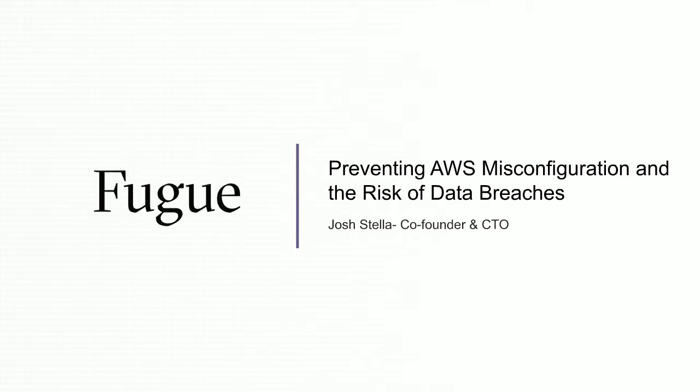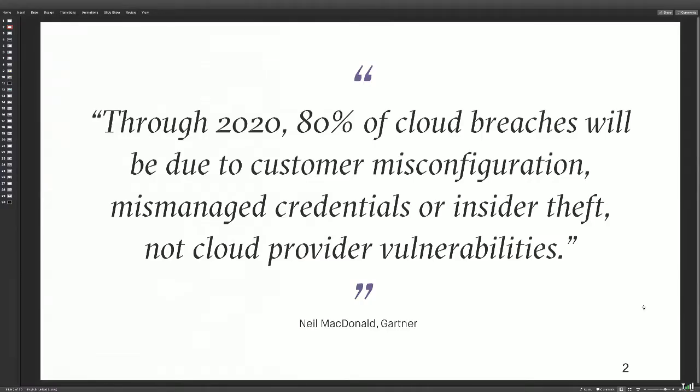So Neil McDonald from Gartner says: Through 2020, 80% of cloud breaches will be due to customer misconfiguration, mismanaged credentials or insider theft, not cloud provider vulnerabilities. We're going to drill into this more, but I saw this a lot when I was at AWS, and now at Fugue we see it as well. It's very common for us to go into a customer and identify a security misconfiguration in an hour or so. It's a common problem, and we're going to drill in a little as to why that is and what the risks are and what can be done about it.